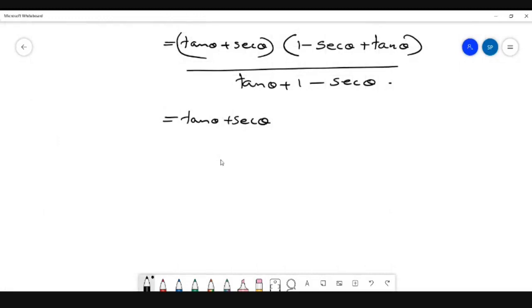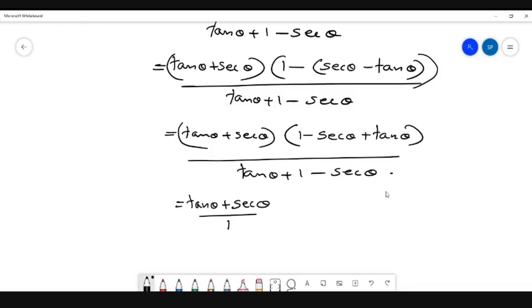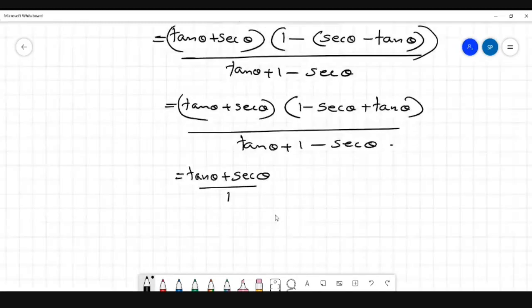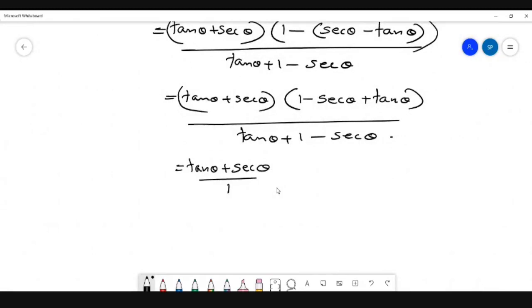Now we must get the denominator as sec theta minus tan theta. Now our expression is divided by 1, you can say. So now we get tan theta plus sec theta by 1. But we have to get the denominator of the right hand side as sec theta minus tan theta. For that, let us write 1 as sec square theta minus tan square theta. Let us see. Tan theta plus sec theta by 1 can be written as sec square theta minus tan square theta.